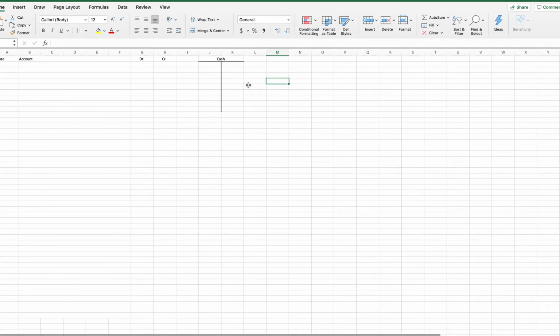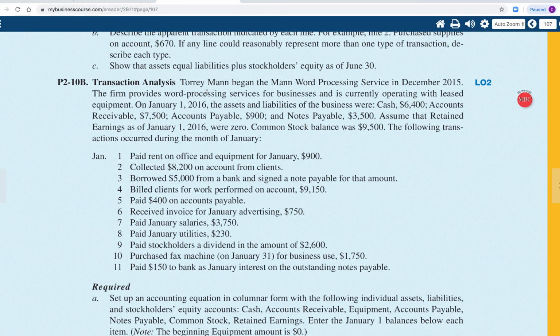Now, you're doing problem 2-10A. I'm working on problem 2-10B, okay? So right off the bat, they tell us, Tory Mann began Mann World Processing Services in December of 2015. The firm provides word processing services for business and is currently operating with leased equipment. Okay, so that means instead of buying equipment, all they did was rent equipment.